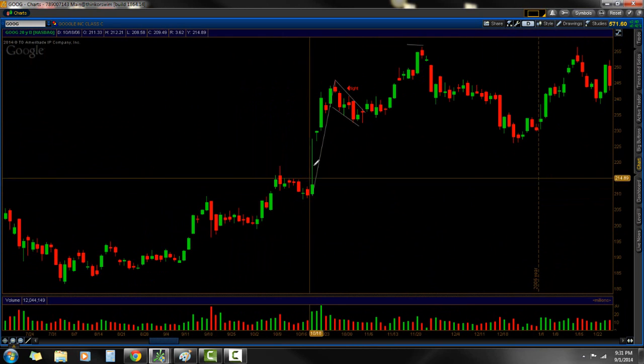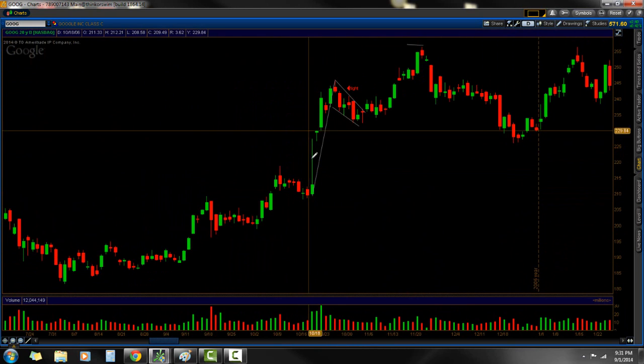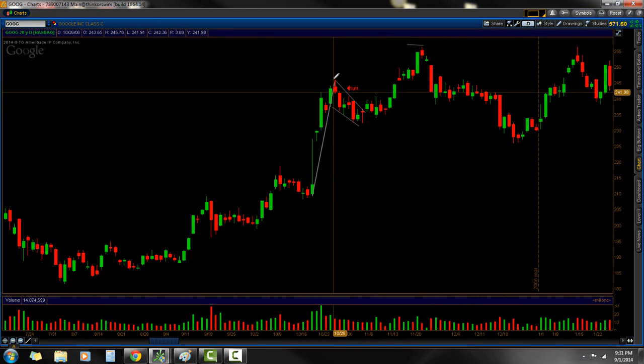Alright, no good. I think I covered this one too. Crappy candle here, single days. Even though it does have a very nice flag formation, it's only single candles and it's just not going to work.